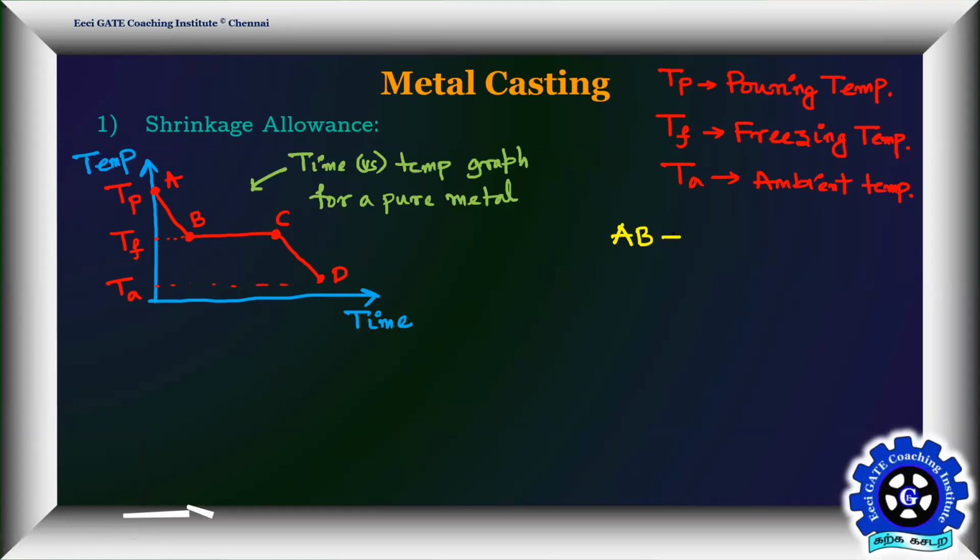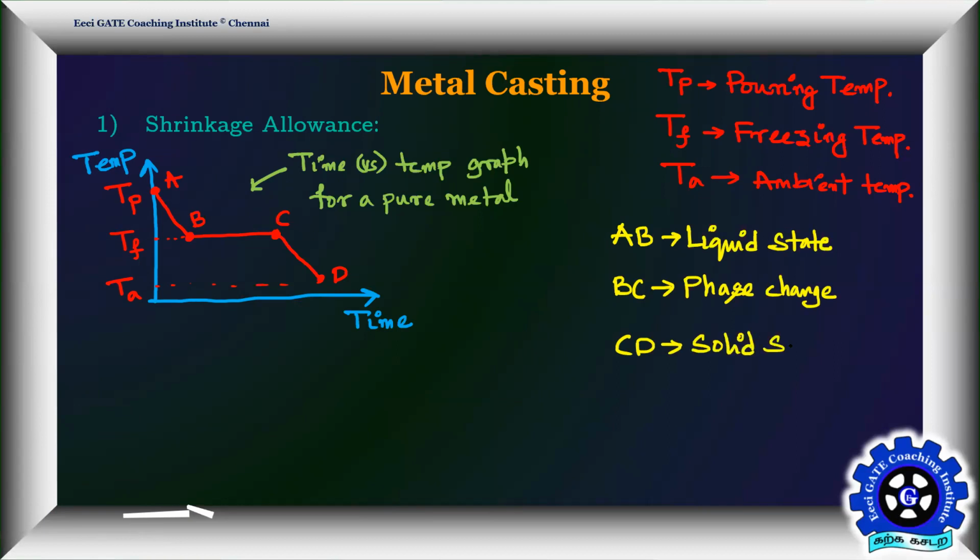So AB is liquid state. And BC is what? Phase change. Liquid to solid, right? And CD is solid state. Everything is in solid, right? So from A to B it is liquid to liquid, B to C is liquid to solid, and C to D is solid to solid. That's it.